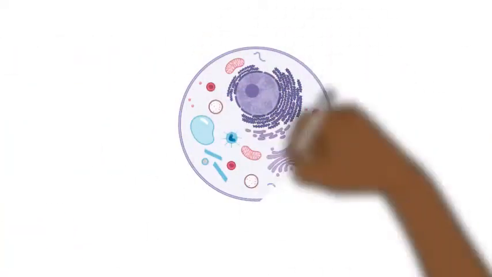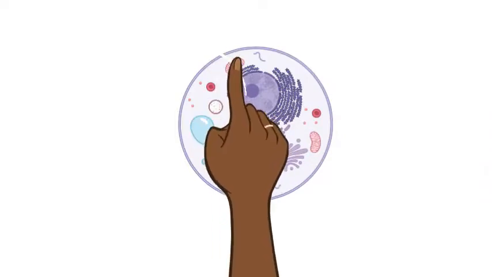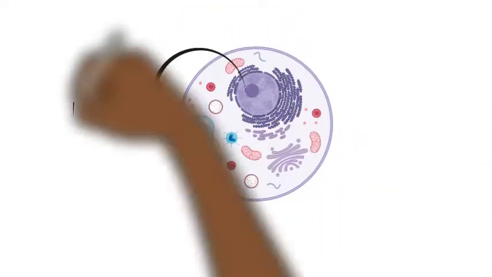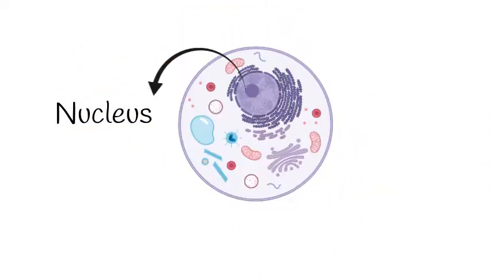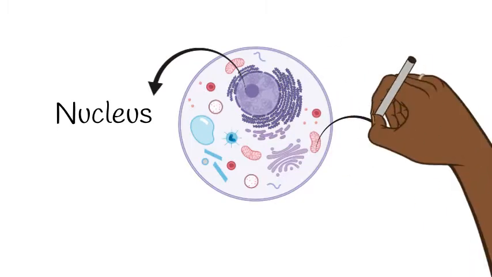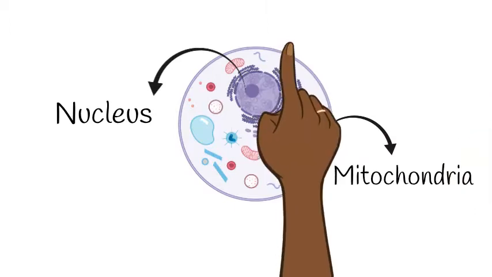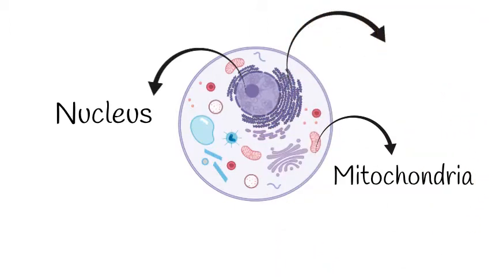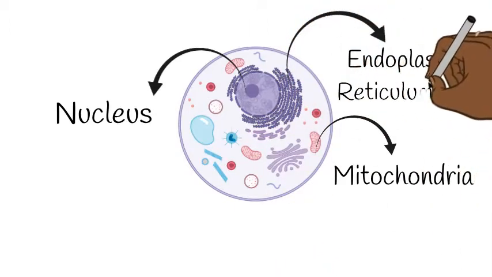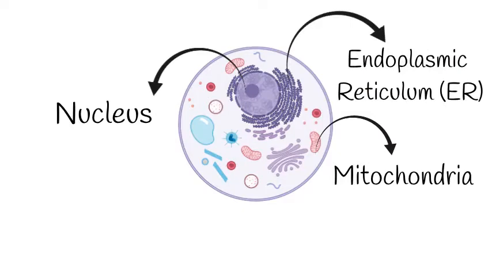Inside a cell, you have structures called organelles, and each organelle has different functions. For example, the nucleus is where we store our genetic material, and the mitochondria is where energy is produced. And the endoplasmic reticulum, also known as the ER, is where proteins are made. These are just some of the important parts that make up a cell.